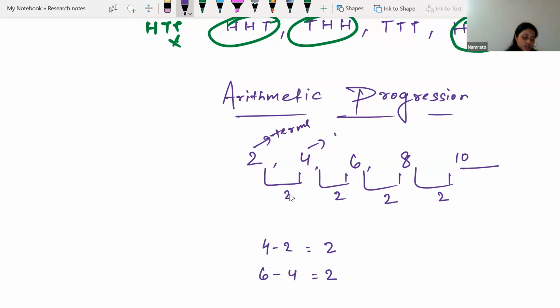Here, the first exercise, we will pick a few questions from there. Let's start with the question itself, because I believe the base, the introduction, is clear to everyone, right? Yes, ma'am. Okay. So let's start with the questions, where we will be dealing with the nth term, number of terms and all.